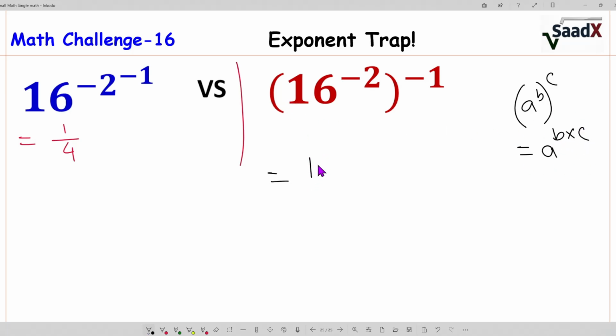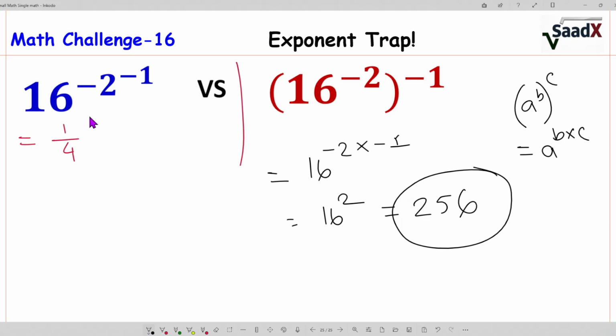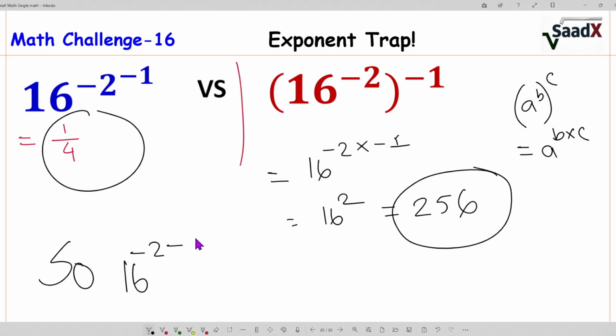So this one we can write 16 to the power minus 2 times minus 1. It means what? Minus 2 and minus 1, once we multiply, it will become positive 2. So 16 square, which is 256. Look, this one is 256 and this one is 1 by 4. So 16 to the power minus 2 to the power minus 1 is not equal to 16 to the power minus 2 inside bracket to the power minus 1.